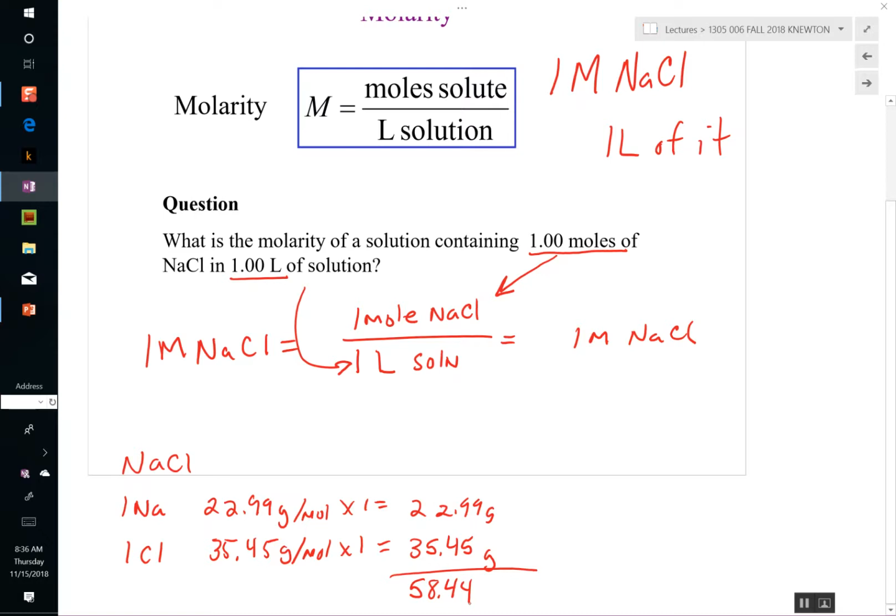So sodium chloride is 58.44 grams per mole.